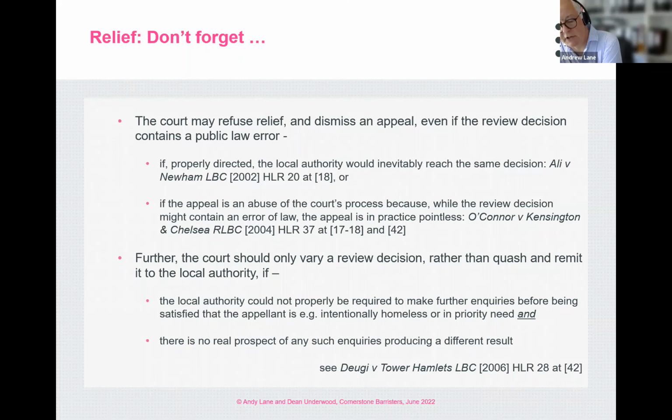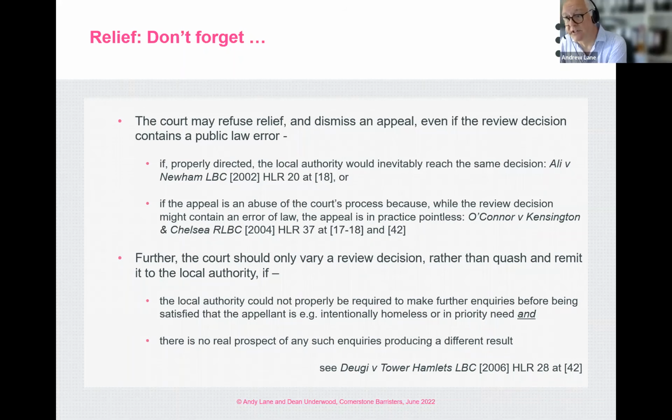And as it says there, and as we've already indicated, the court should only vary a review decision in rare occasions, in cases where, of course, there's no point sending it back because it's obvious that the person's in priority need. It's obvious that they're not intentionally homeless. It's obvious that the offer of the property was not suitable. It's obvious that they're eligible for assistance, or whatever the issue is.